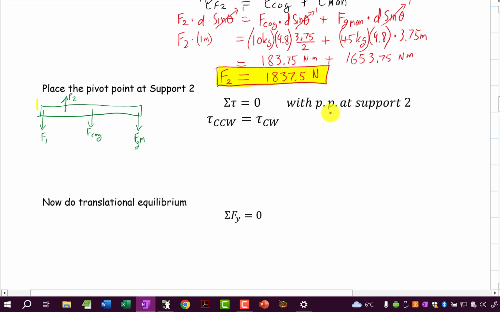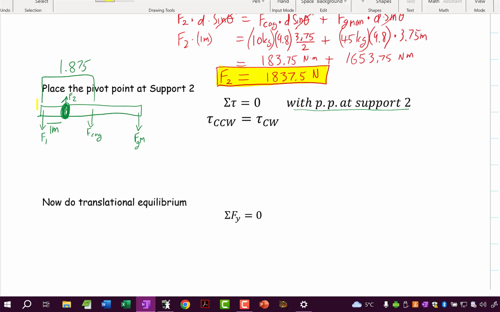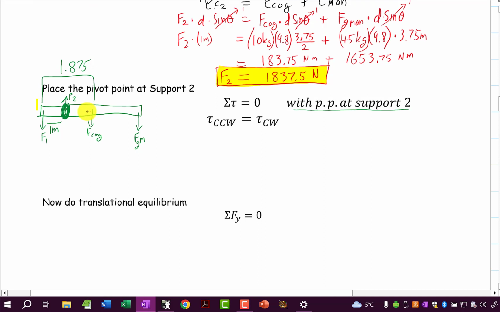So I'm now going to put the pivot point at number 2. I'm going to put the pivot point right there. So this distance here is 1 meter. The whole distance here is 1.875 meters. So the distance here is going to be equal to 0.875. I think it's that.